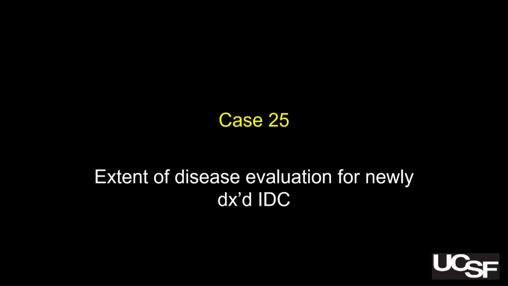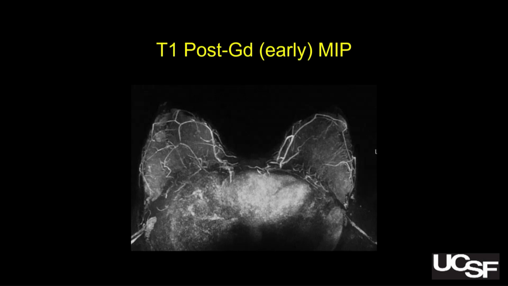Okay, next case. Now we're moving to extent of disease. So newly diagnosed cancer, we're trying to figure out, is there anything else? Here is the early post-contrast first phase subtracted MIP. And there's a lot of background. Okay, so not an artifact. This truly is the subtraction. This isn't just a MIP of the first phase. Okay, is there something else? She's got cancer.